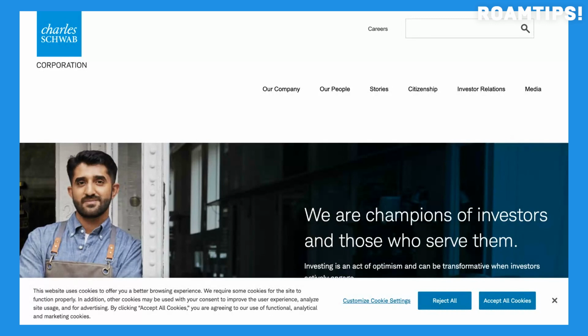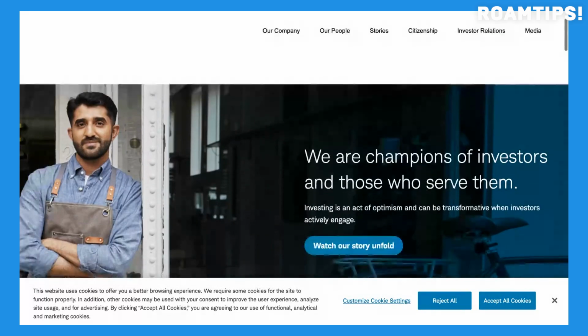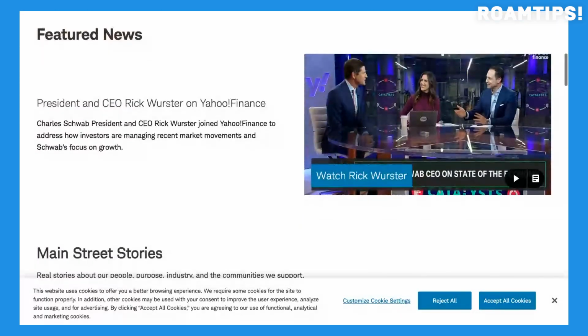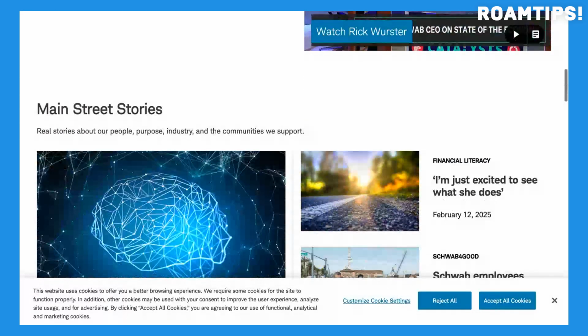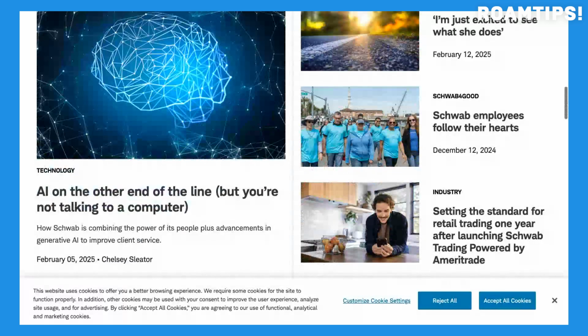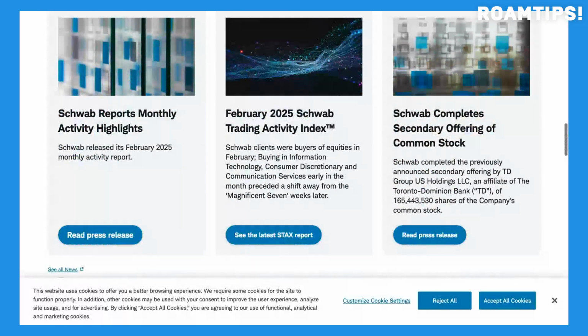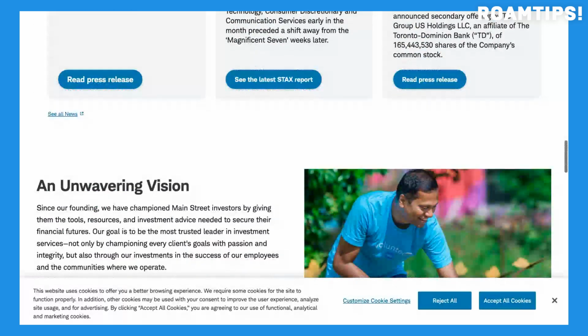They also provide access to banking services, allowing clients to consolidate their financial needs under one roof. This convenience can simplify financial management and potentially streamline financial oversight. Remember to do your own research and determine if Schwab's offerings align with your specific financial goals and risk tolerance.